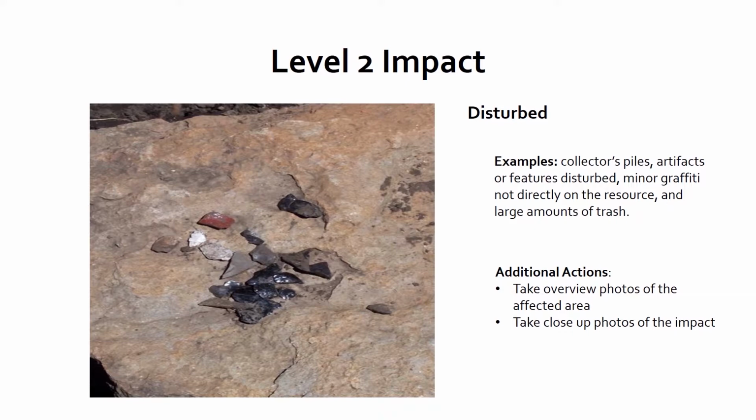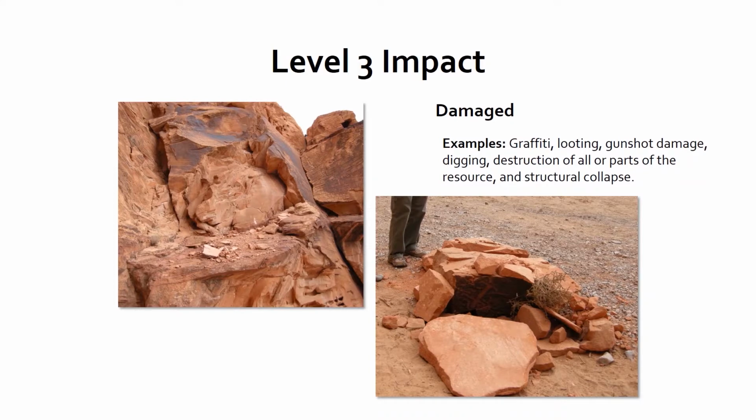Level 3 impacts are where the site is damaged. It cannot be put back to the way it was before. So some examples are graffiti over the top of the resources, looting where things have been removed, gunshot damage, digging to remove artifacts, the destruction of all or parts of the resource, and structural collapse.